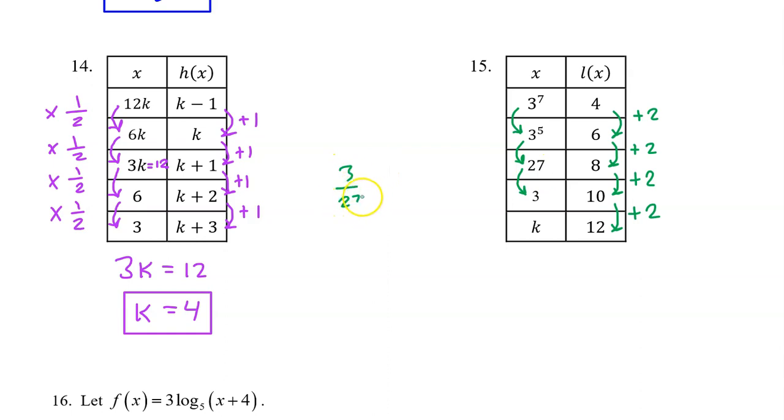3 goes into 27 9 times, so this reduces down to 1/9. So this is going to be times 1/9. Let's just make sure that we get 1/9 by looking at one more pair. Let's use the first pair.